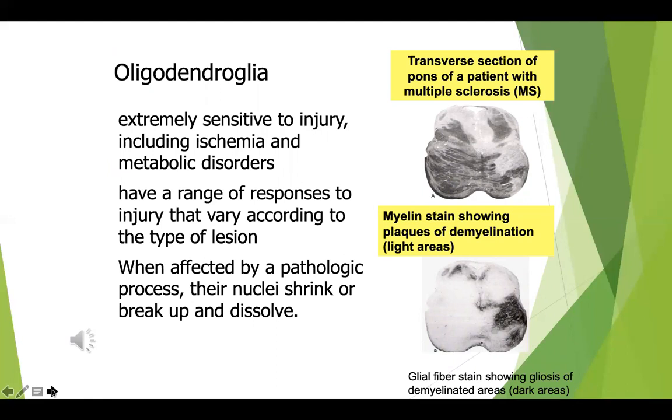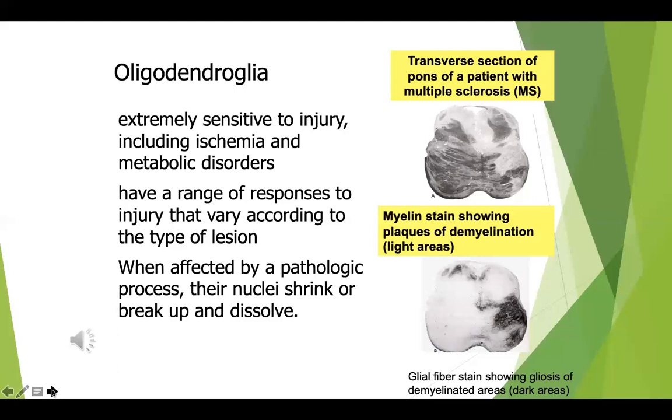On the right side of your screens is the cross-section of the pons of a patient who has multiple sclerosis. The one on the top is stained with myelin stain. So supposedly, the areas of the pons that have myelin should stain dark. And notice that there are light areas or light patches on the left side of the pons, that is on the right side of your screen, that are not stained with myelin.